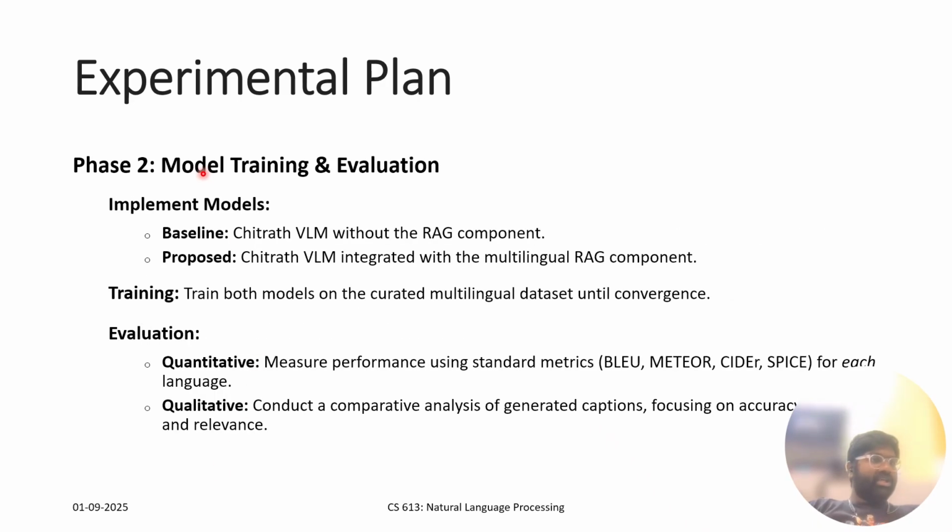After this, model training and evaluation. We plan to implement the baseline Chitrat VLM without the RAG component and propose a VLM with a RAG component, multilingual part. And we train both these models on the curated multilingual dataset until convergence. So here this Chitrat VLM is the baseline and this hybrid architecture is what we are proposing. And for evaluation, we measure performance using the standard techniques BLEU, METEOR, CIDEr, SPICE for each language. And for qualitative, we also conduct a comparative analysis of generated captions, focusing on accuracy and relevance.